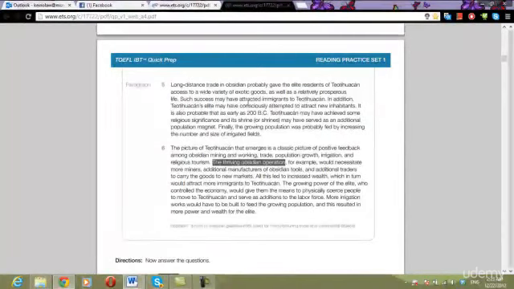Here we go. Such success may have attracted immigrants to Teotihuacan. So this is our keyword sentence, because I see the words attracted immigrants to Teotihuacan.